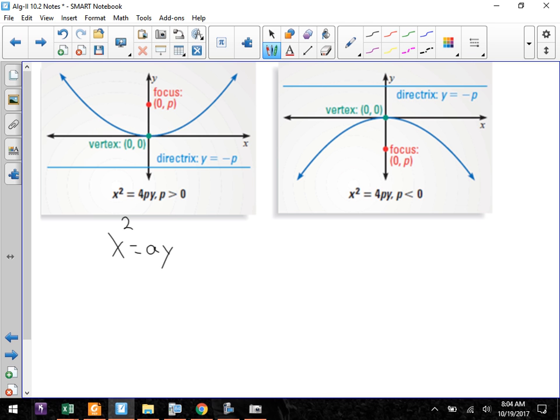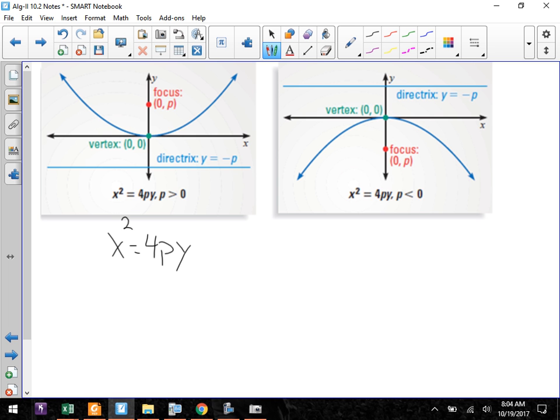What they're doing is they move things around a little bit to isolate the x squared. They're just isolating the variable. This value that's in front of the y, we're going to call it 4p. So for us to be able to identify where the focus is and where our directrix is, we have to just look at what the coefficient of y is. It's a super easy way to do this.